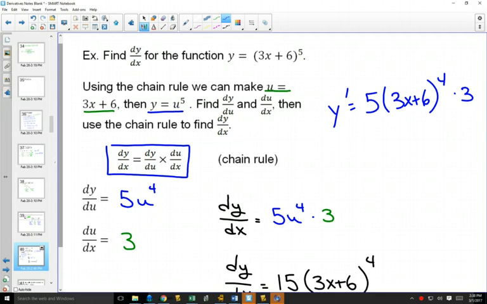So that's how we're going to do the chain rule. But if you want to look at a formula and a substitution way of doing it, you could do it with this.